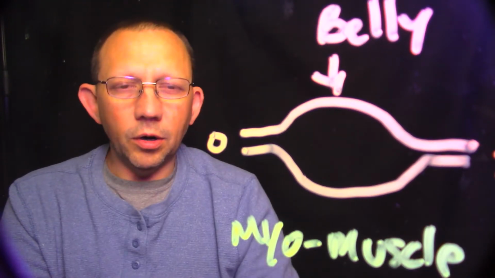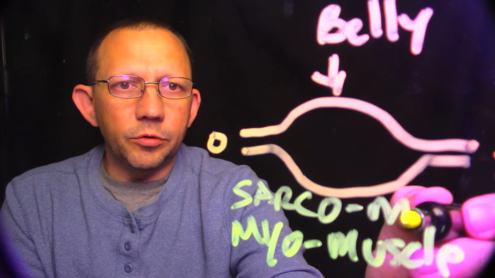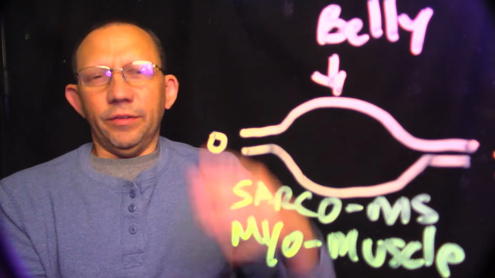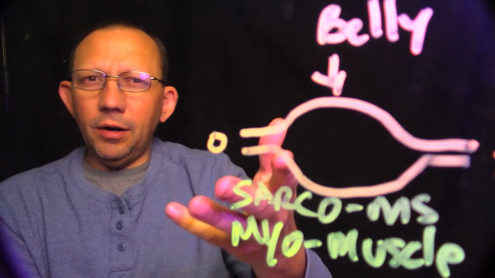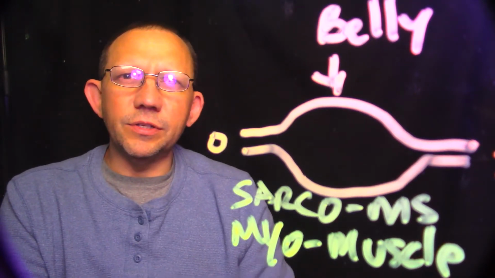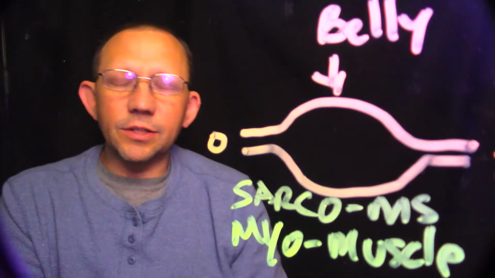But wait, there's more. You also have this thing called sarco, which also means muscle. Sarco and myo: one is Latin, one is Greek. Remember how way back we were talking about how most of the vocabulary in anatomy and physiology is either Greek, Latin, people's names, or just whatever they made up. So that's where we're kind of going with this.